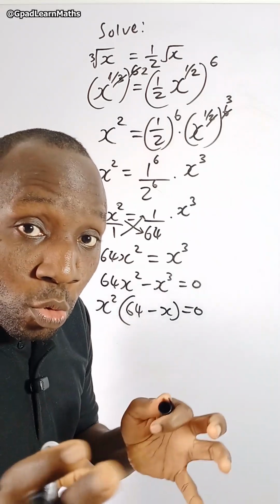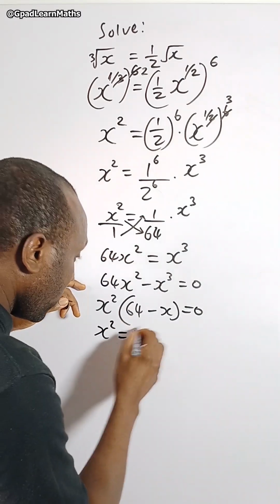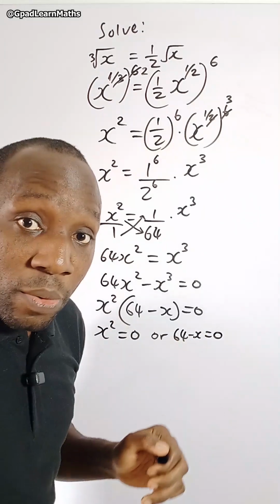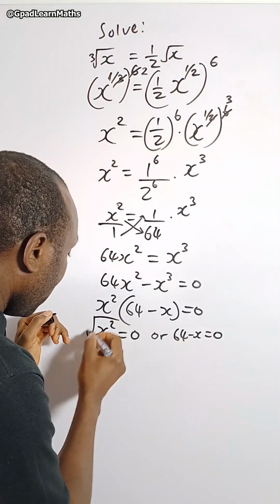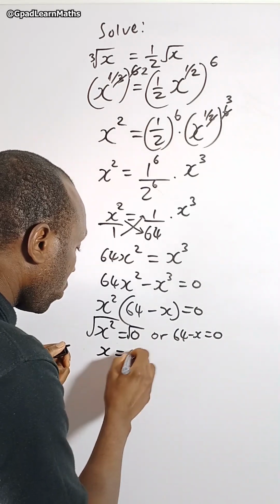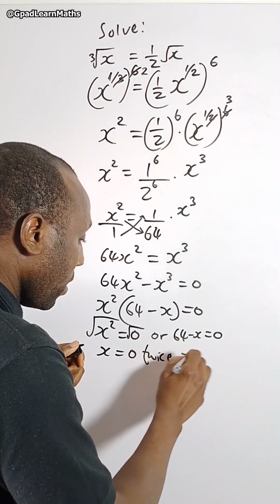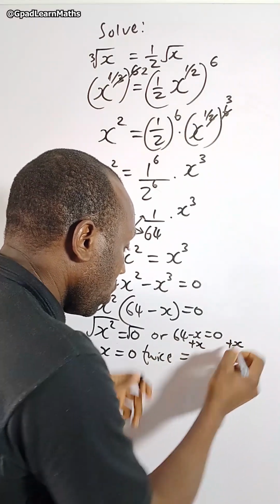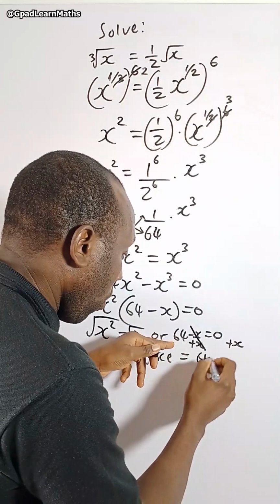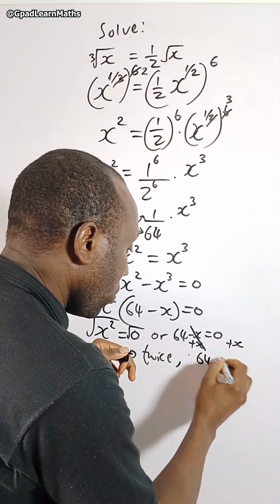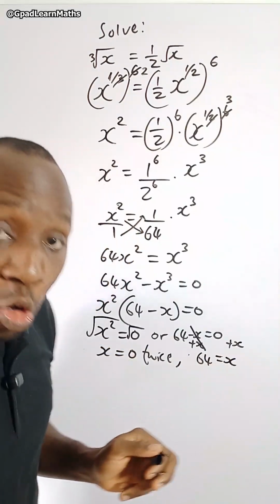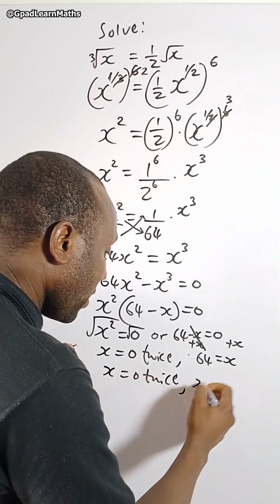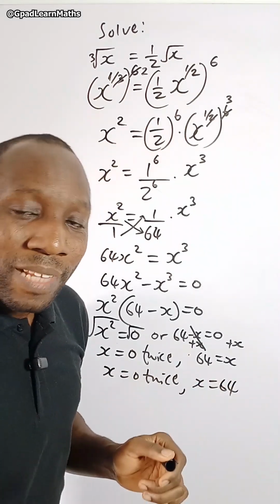From zero product rule, x squared is equal to 0, or 64 minus x is equal to 0. So now if you square root both sides here, x will be equal to 0 twice. And when you add plus x to both sides here, you have that this is gone from here. So you have 64 is equal to x. So we can conclude by saying that x is equal to 0 twice, or that x is equal to what? 64. I'll see you in the next video.